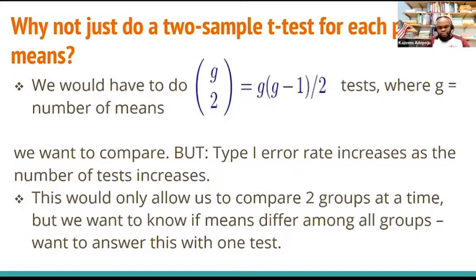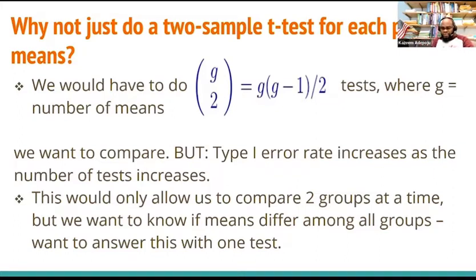But let me tell you this. In a situation where, instead of using analysis of variance, you decide to use a t-test, comparing two groups at a time, then the implication is that the type 1 error rate will increase. Because the type 1 error rate depends on the number of tests. When the number of tests increases, the type 1 error rate is going to go up. Now, I'm going to give you an example.